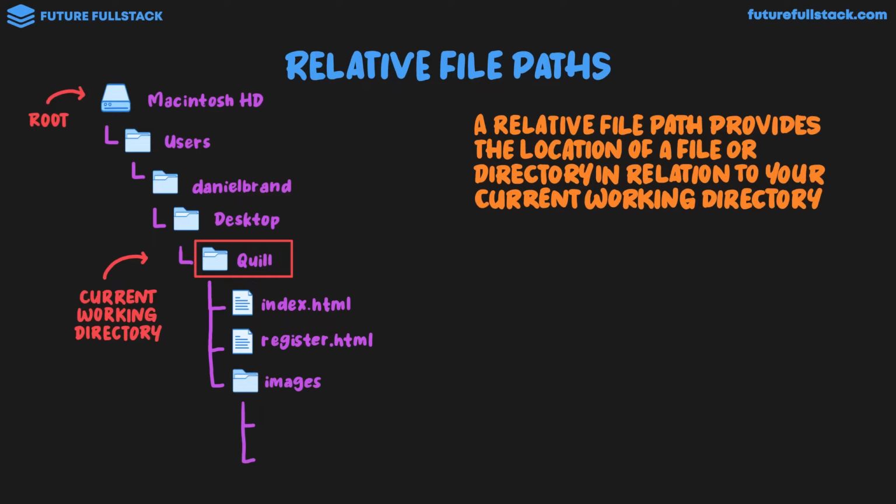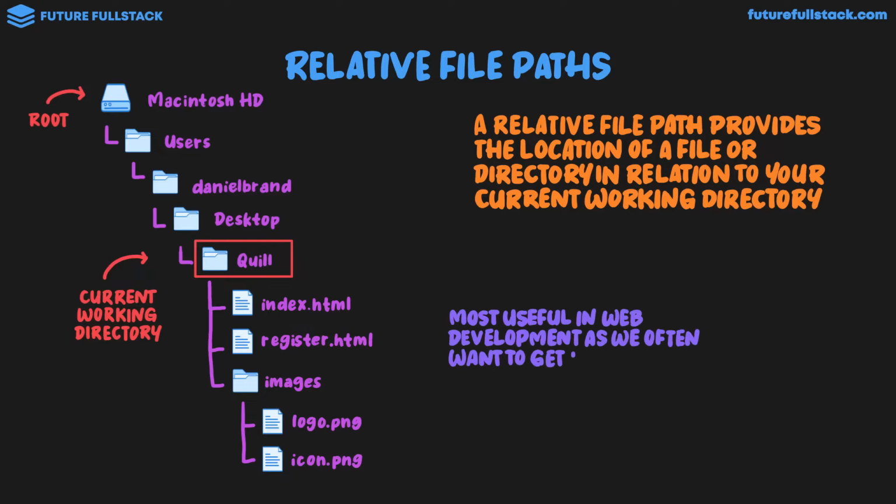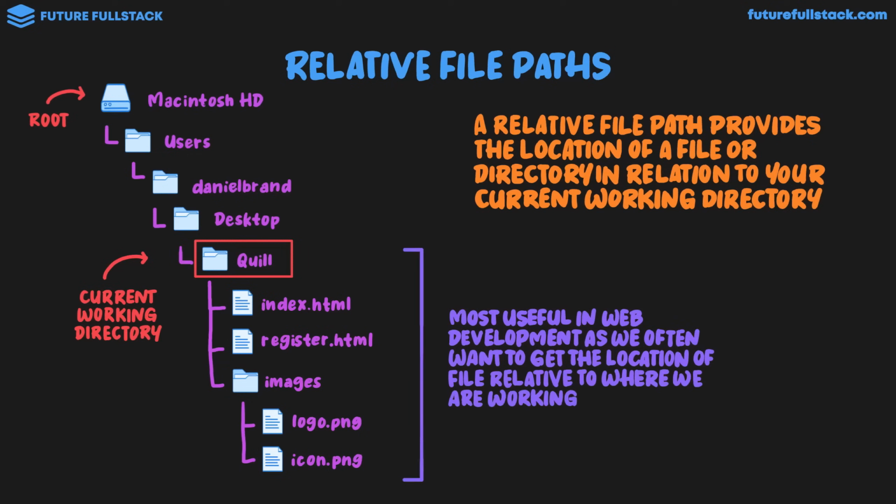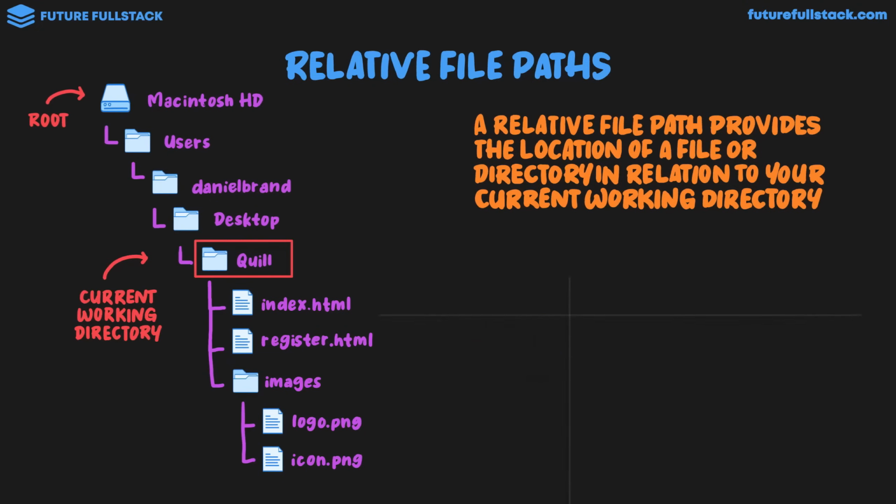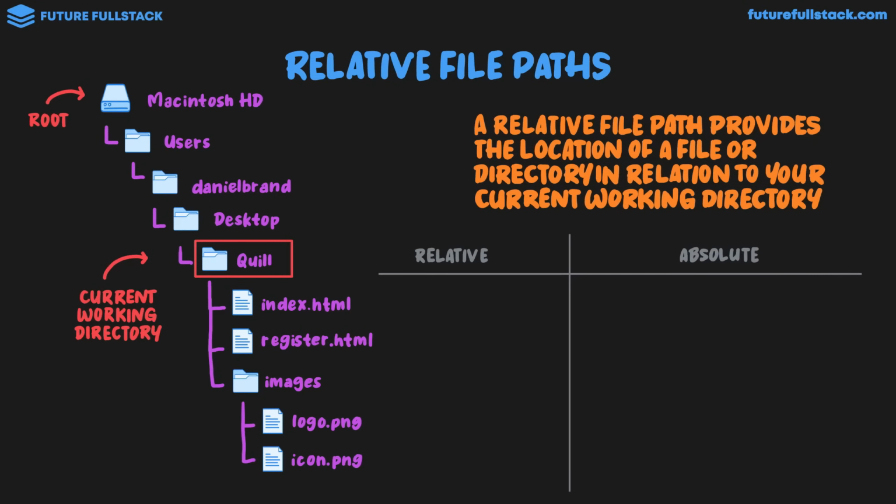This is where a few images are going to live, like a logo image and an icon image. Working with a relative file path to our current directory is most useful in web development, as we often want to get the location of a file relative to where we are working. This idea will become very clear in the hyperlinks chapter, where we will make a register button on the homepage, and we will need to be able to reference the register.html file. So let's compare relative and absolute file paths to make this concept crystal clear.